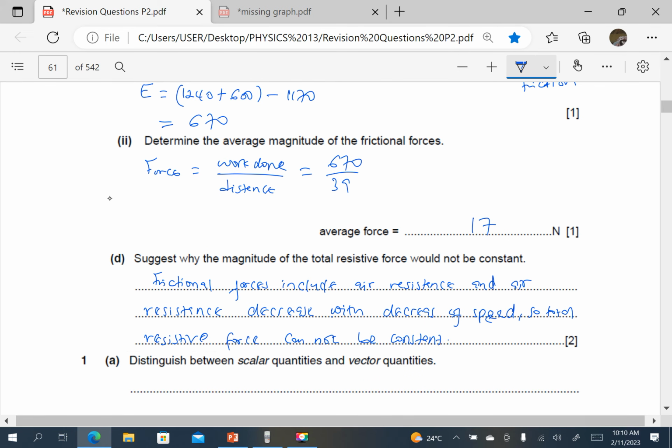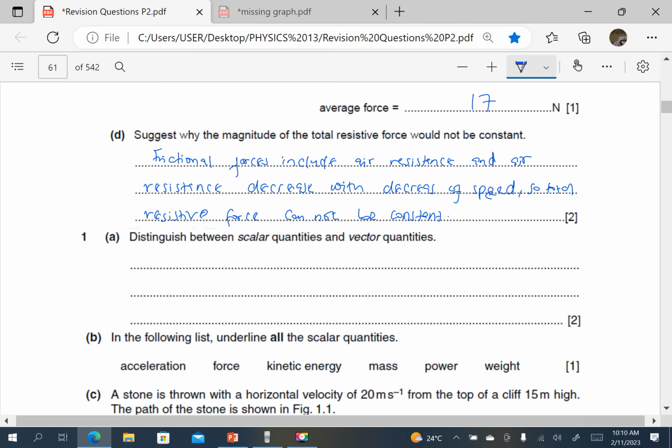Frictional forces include air resistance, and earlier on we have been seeing air resistance is directly proportional to the speed. Since the speed decreases, it means the air resistance decreases. Therefore, the total resistive force cannot remain constant.